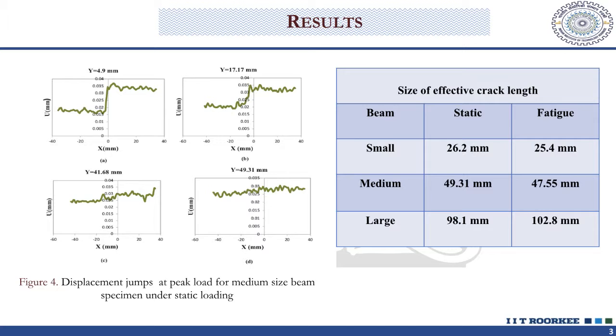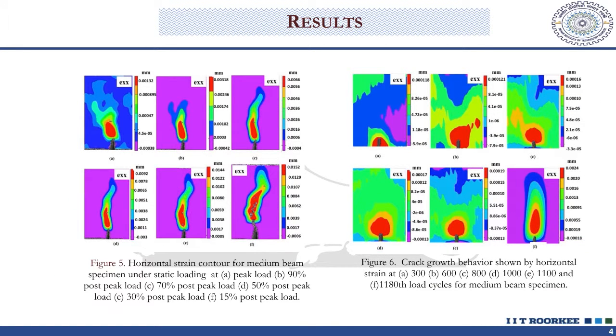Similar procedures have been adopted in order to locate the tip of the effective crack for beams under fatigue loading. An increase in propagation of crack is observed in figure 5 from peak load to 15% post-peak load. Corresponding to figure 5a, the effective crack length is expected to be critical and it has been confirmed with DIC analysis. A similar observation has been made in figure 6f in the case of fatigue loading, where the possibility of critical effective crack at 1118th cycle has been confirmed with the calculated value prior to failure.